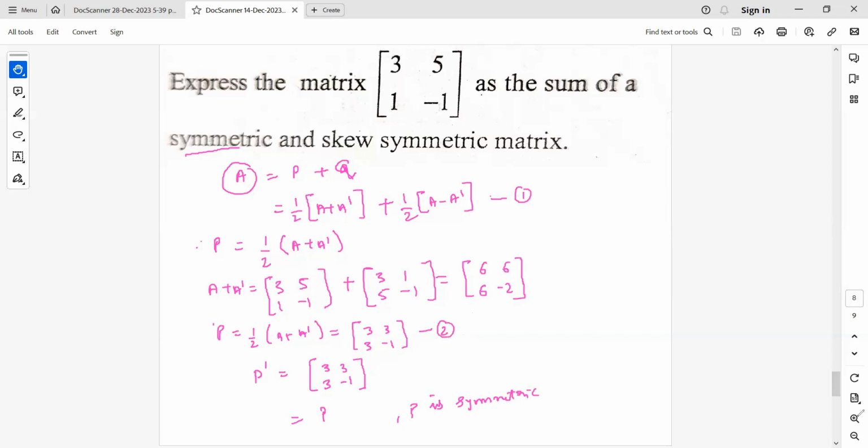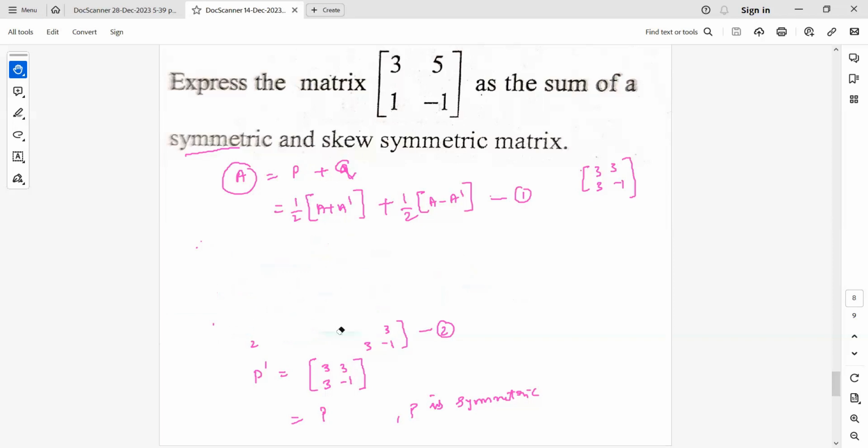Next, we need to find matrix Q in the same way. I'll write equation 2 here for our reference, for later simplifying. So we have got [3 3; 3 -1]. Take a screenshot of this and then we will find Q. Keep a pen and paper or a book with you, so it will help you.